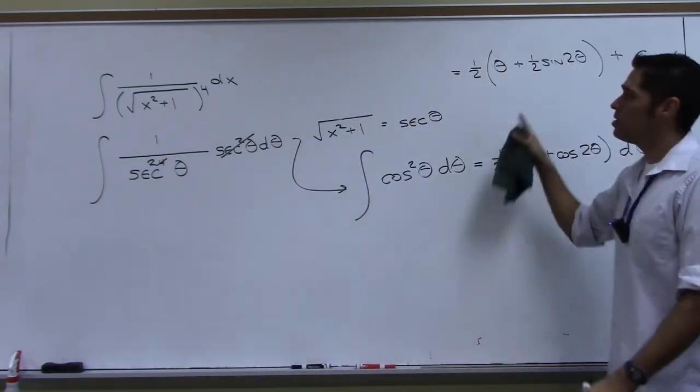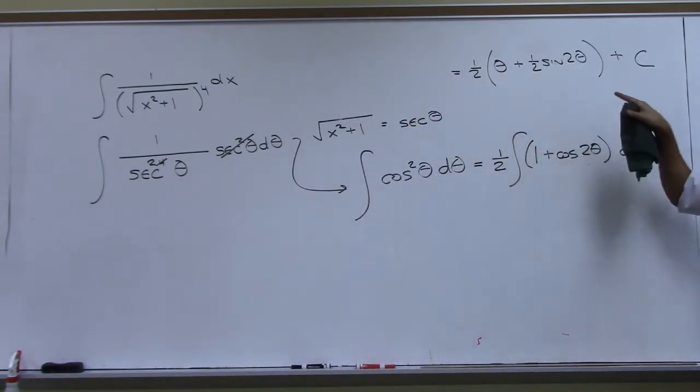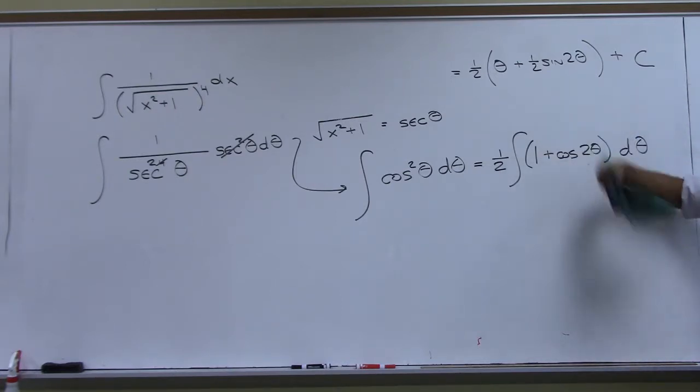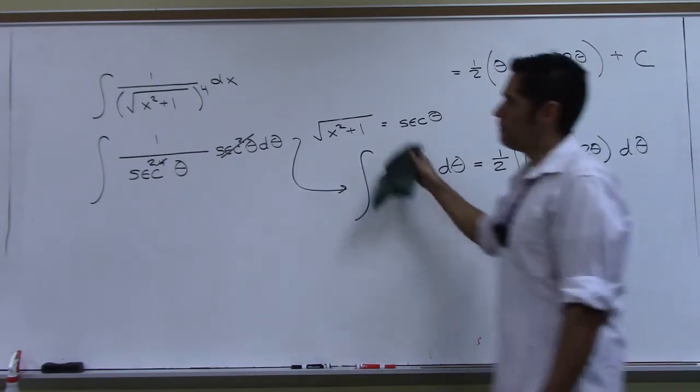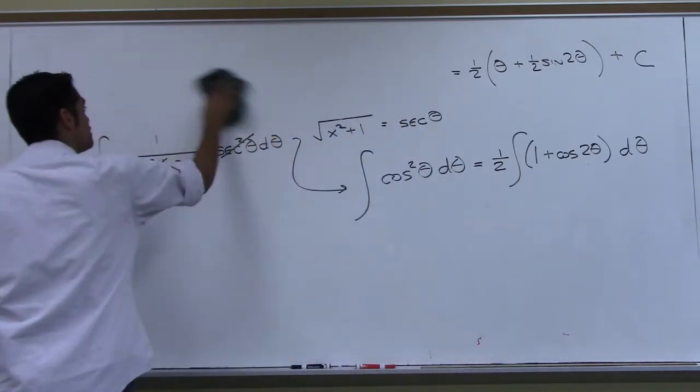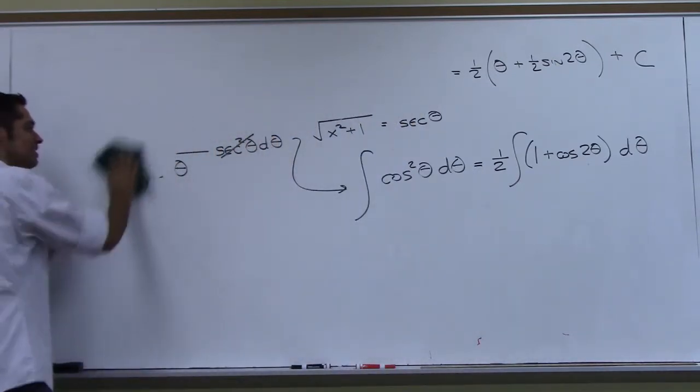So my substitution was x equals tan theta. So I'm going to do a reference triangle. I'm going to get all this information. And then we'll be done. And then we can start partial fractions.